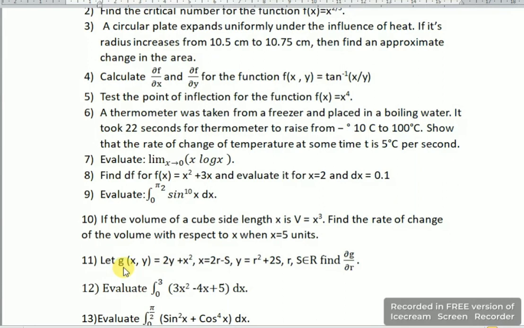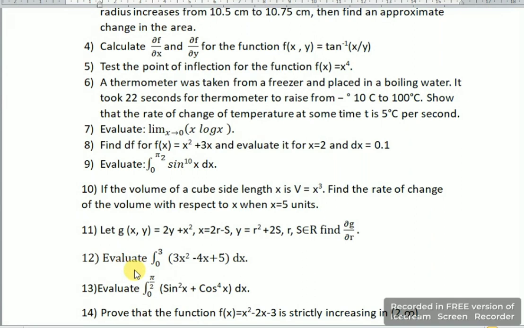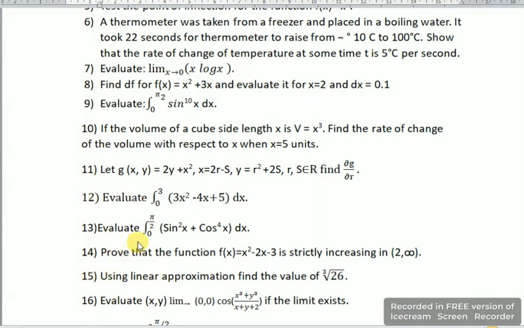Next one, let g(x, y) equal to 2y plus x squared, x equal to 2r minus s, y equal to r squared plus 2s, r, s belongs to R. Find ∂g/∂r. Next one, evaluate integral 0 to 3 of 3x squared minus 4x plus 5 dx. Next one, evaluate integral 0 to pi by 2 of sin squared x plus cos 4x dx.